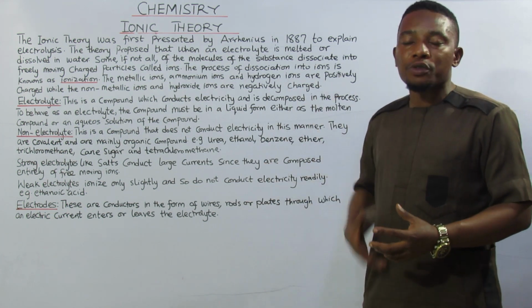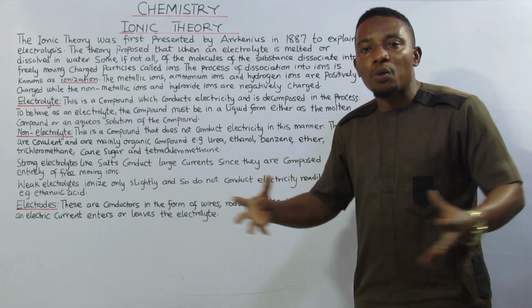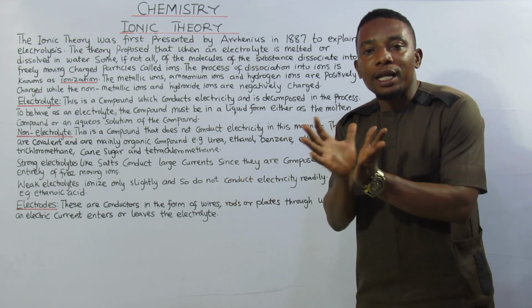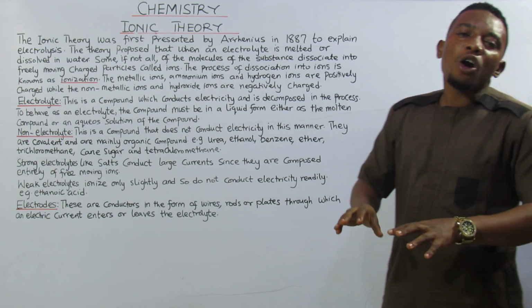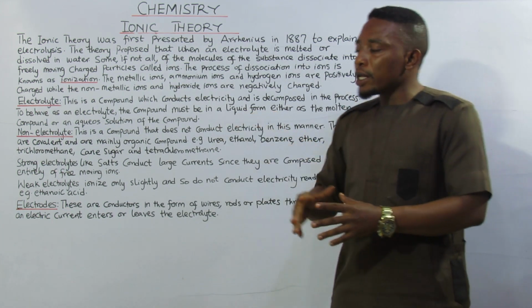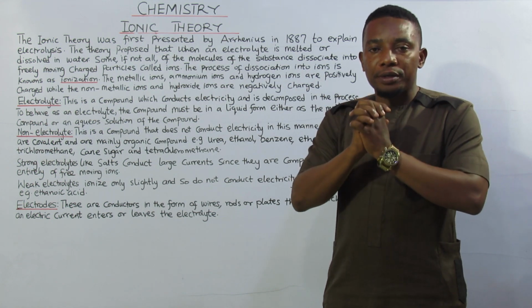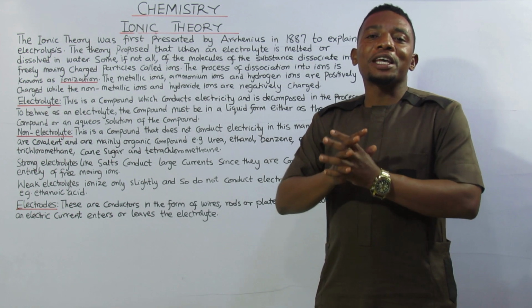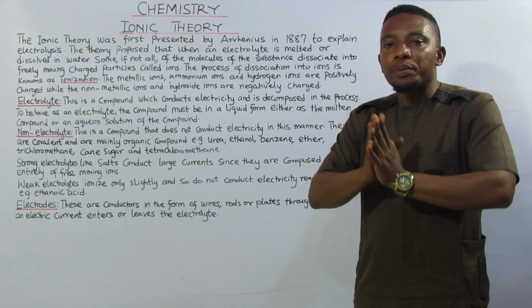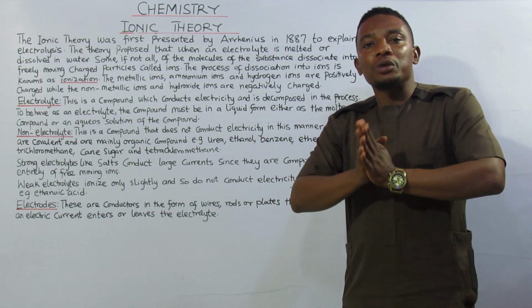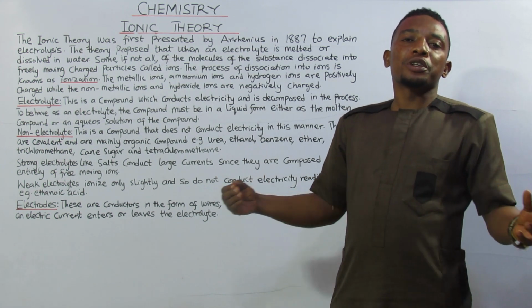They possess large current because of free mobile ions. The ions are free and they are many. In strong electrolytes, they ionize completely in solution. But in weak electrolytes, they ionize partially in solution. Because they ionize partially in solution, there will be just a little or no dissociation of ions.